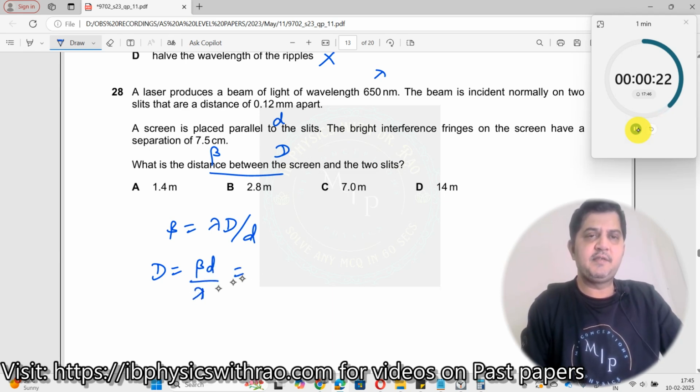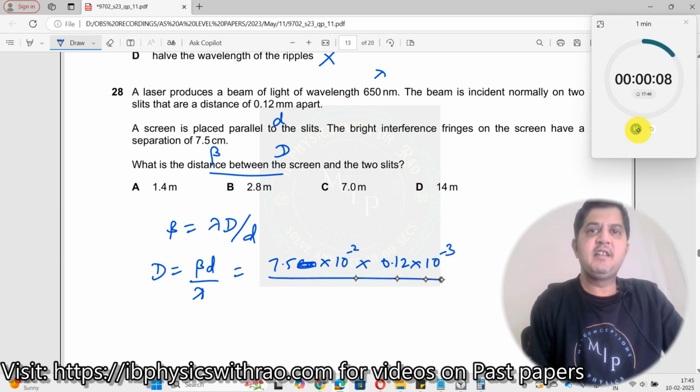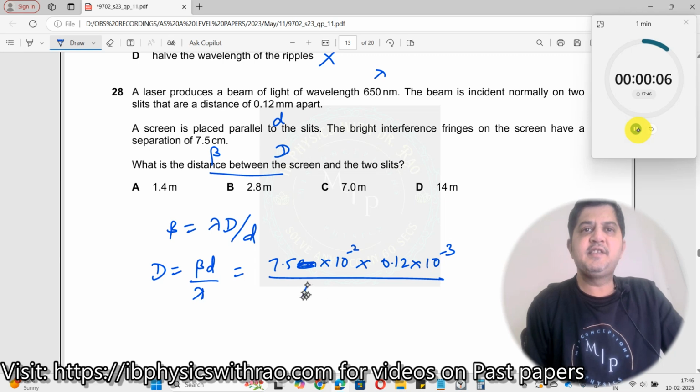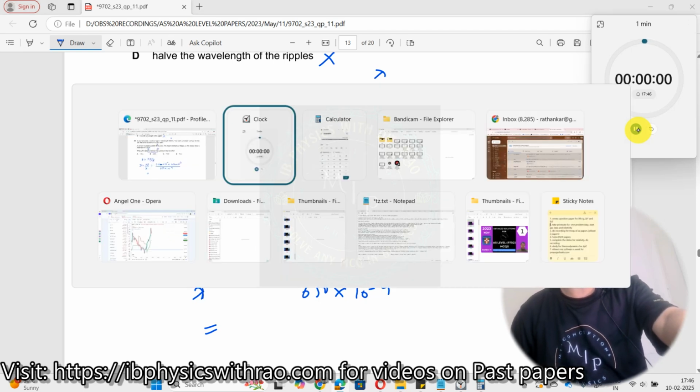So now we substitute this value. This will be 7.5 centimeter, I'll write this as 10 to the power of minus 2, multiplied by what's the value of d? The value of d is 0.12 into 10 power minus 3, divided by what's the value of lambda? 650 into 10 to the power of minus 1. Use your calculator to get the correct value of this.